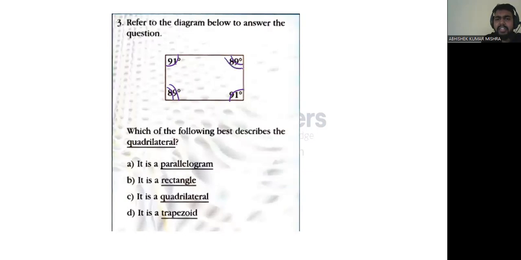And if you see carefully, it is also fulfilling the condition that adjacent angles, the neighboring angles, the consecutive, successive angles, are supplementary. So 91 plus 89 will make 180, and 89 plus 91 will make 180. If you see it in that manner, the angles are supplementary. So that is why my answer here is parallelogram.